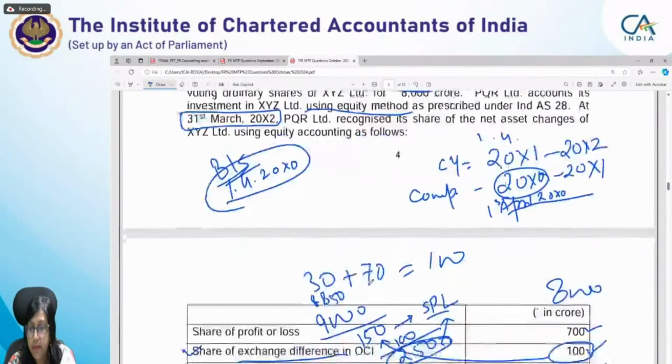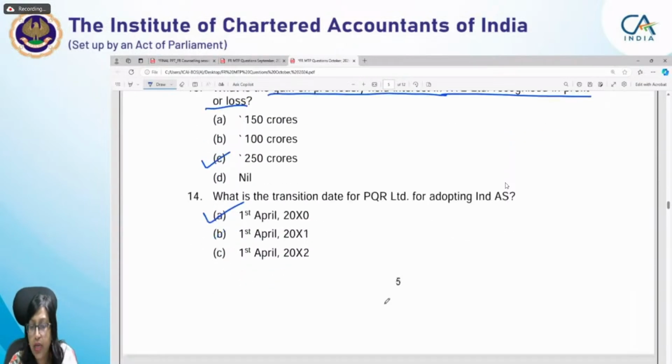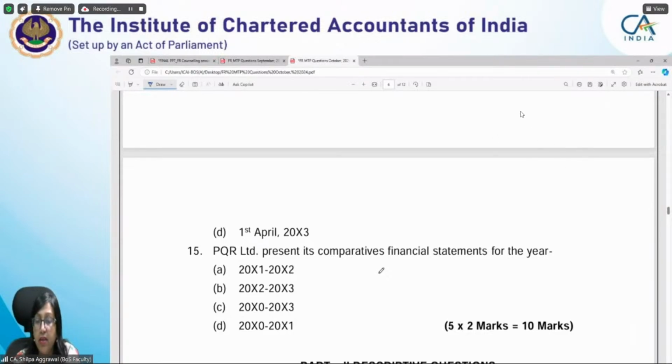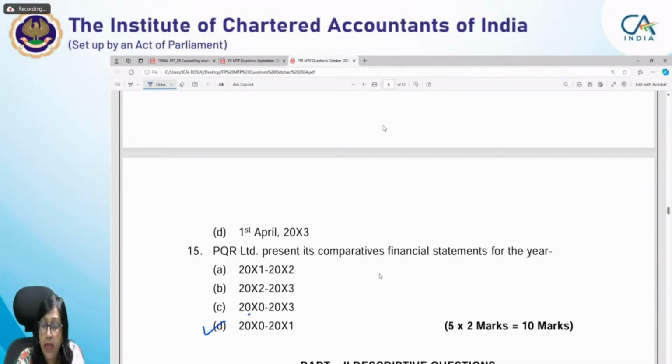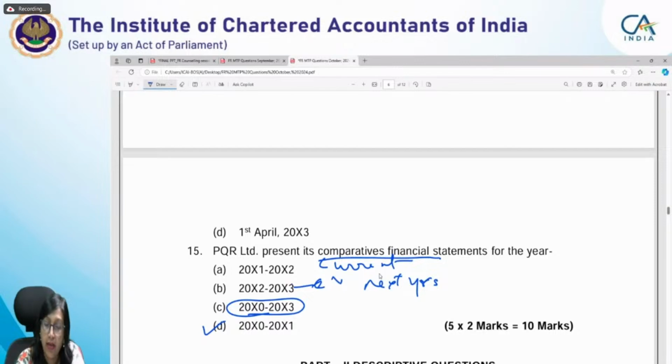Okay. So the question is, what is the transition date? Transition date, as we saw earlier, will be 1st April 20X0, and PQR presents comparative financial statements for 1 year. So comparative will be your X0-X1. It will be 1 year. It will not be 3 years. This is your current year. And we are talking about comparative year. So comparative year is your X0-X1. Any comparative period cannot be of 3 years. So this option is itself wrong.